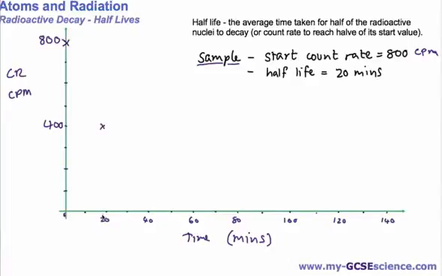Now what's the next point? Well, we have to go another 20 minutes. That's up to 40 minutes. And what's happened to the count rate? Well, it's halved. Remember, it's not half of the 800, it's half of the 400.